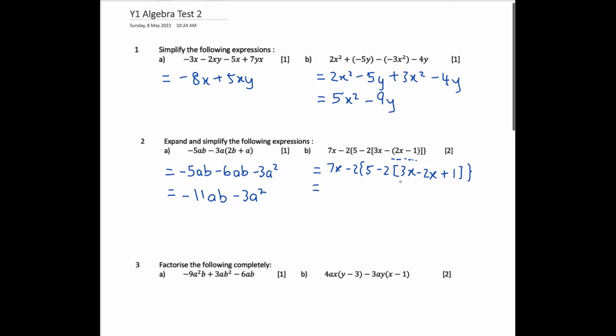So the next thing we need to do is to simplify the terms in the square brackets before we open it up. So we have 3x minus 2x is x. Now we can open up the square brackets. Minus 2 times x, minus 2x, minus 2 times 1, minus 2.